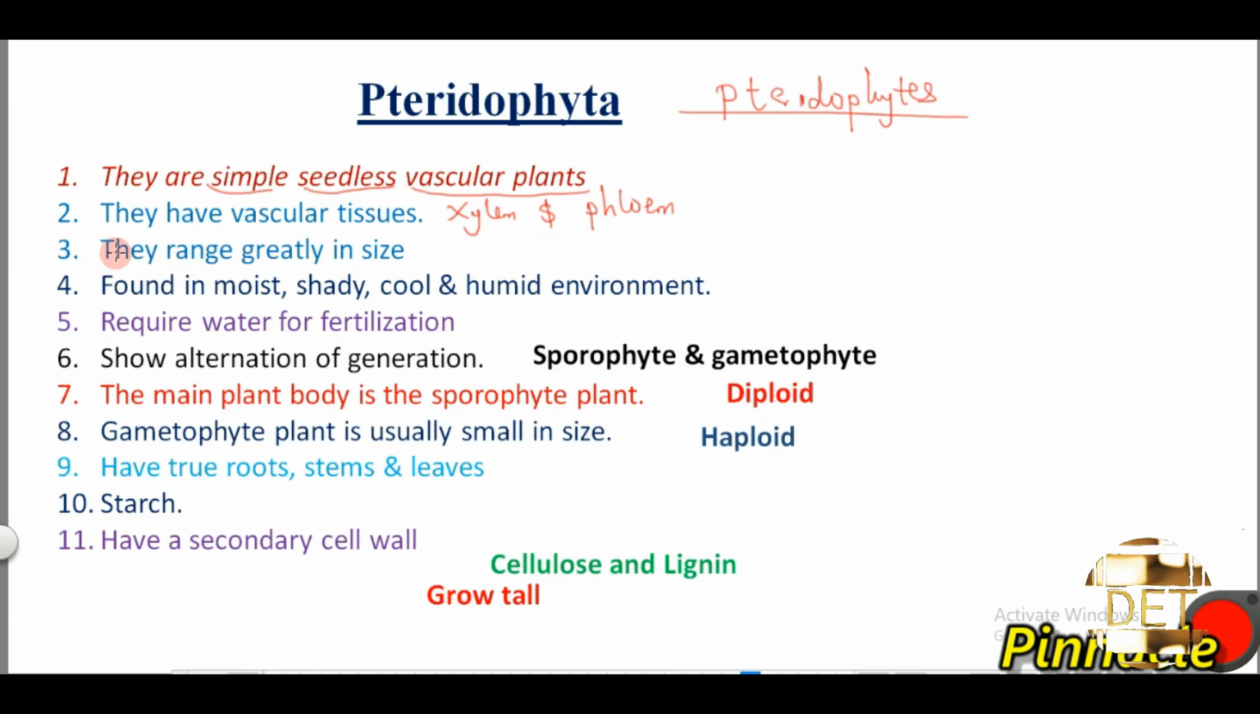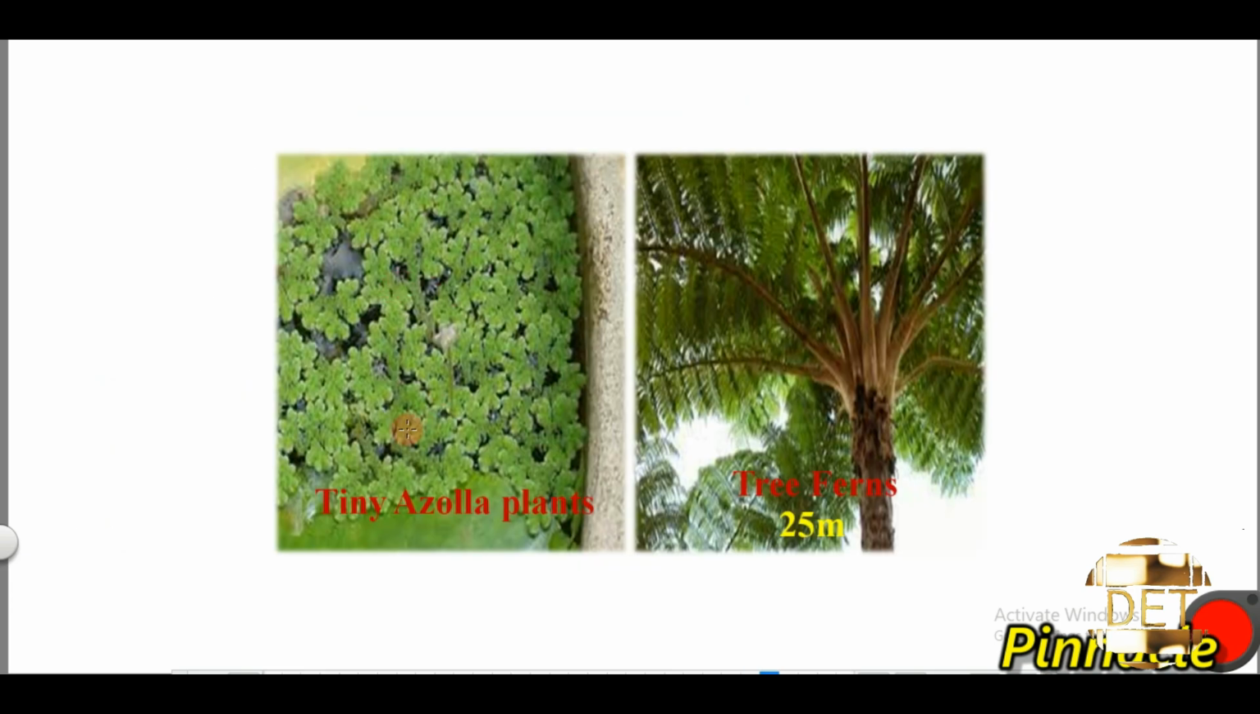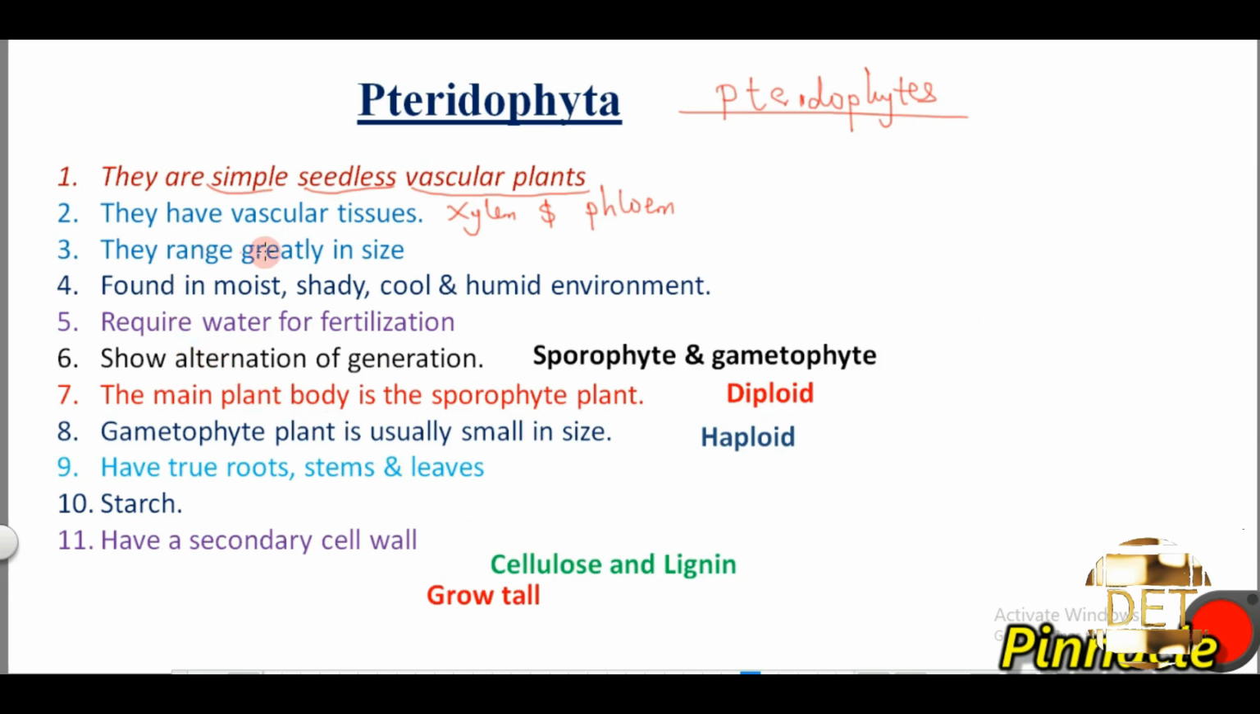Another feature of the pteridophytes is that they range greatly in size. Usually, the smallest pteridophyte is the azolla plant, which is about 0.5 to 2.5 centimeters in height. They range basically from the tiny azolla plants to tree ferns, which are about 25 meters in height. So you can see the difference between the two plants in terms of height. Some are very small while some are very large.